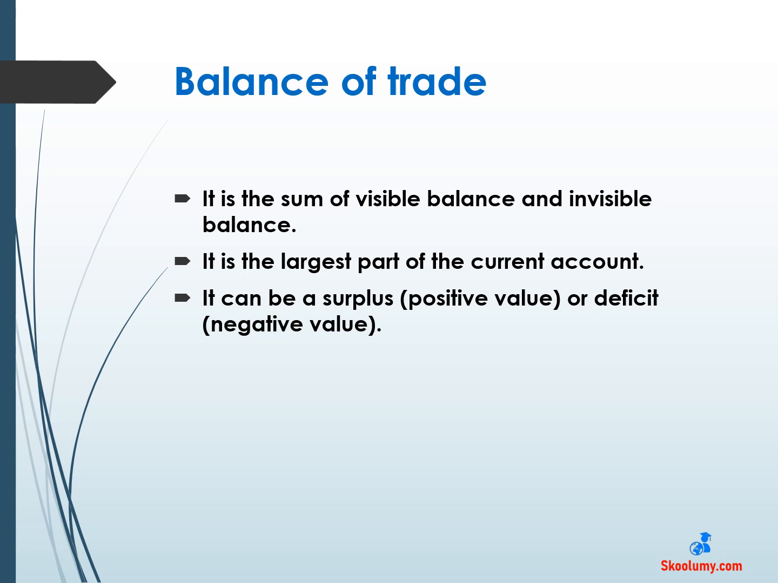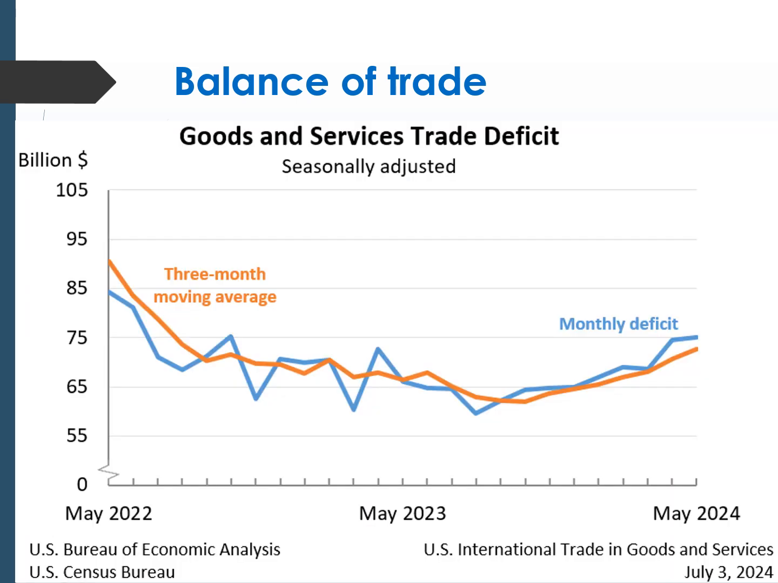It is balance of trade surplus, or simply, trade surplus, if a country exports more goods and services than it imports. But if the value of imports exceeds the value of exports, a country experiences a balance of trade deficit, or trade deficit. A deficit on the balance of trade is a negative value, while a surplus is a positive value. The title of this graph is Goods and Services Trade Deficit.